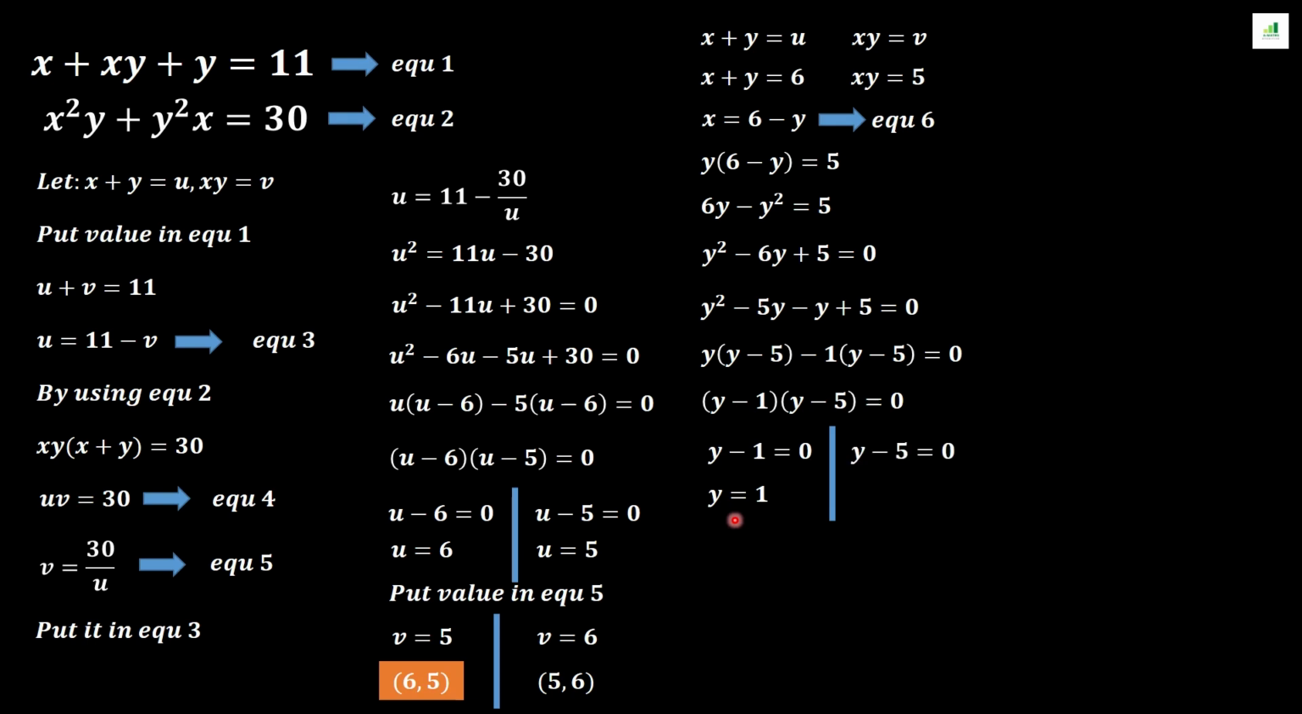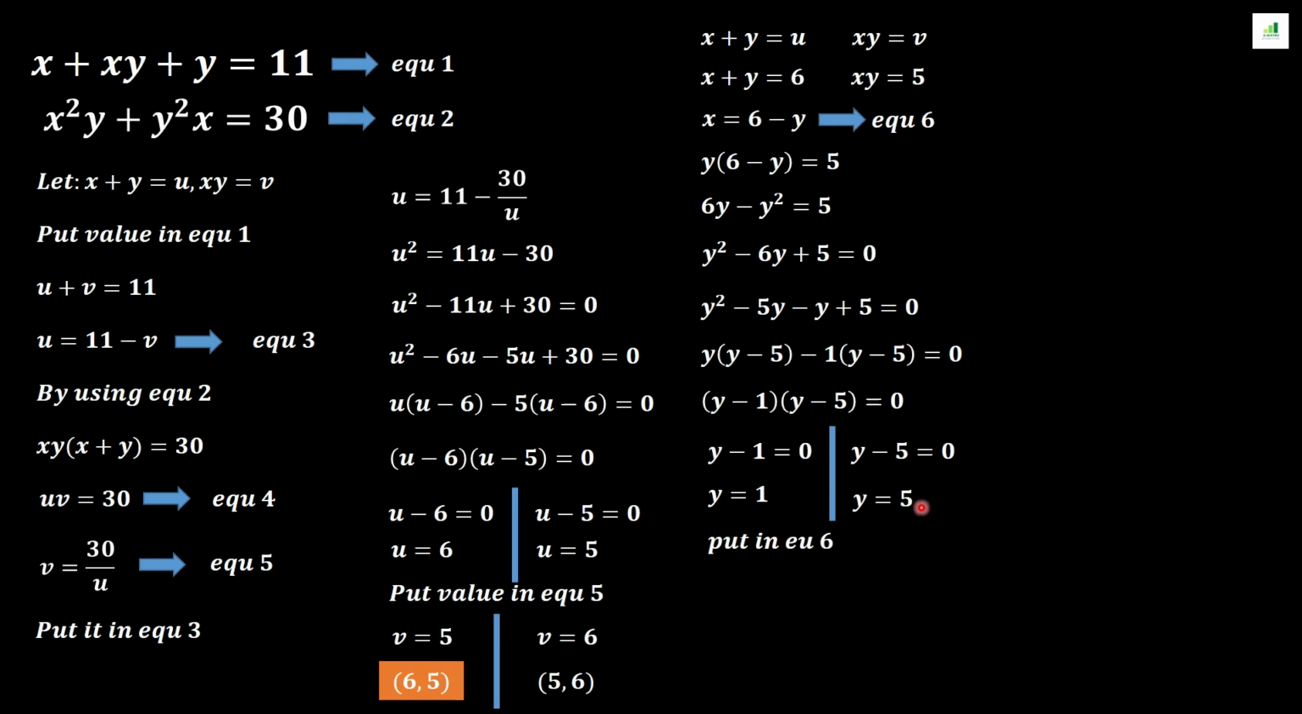Now we take y minus 5 equal to 0, and this minus 5 will move to the other side of the equation, and it will convert into a positive 5, and here we get another value for y. So here we get two values for y, first y is equal to 1, and second y is equal to 5.